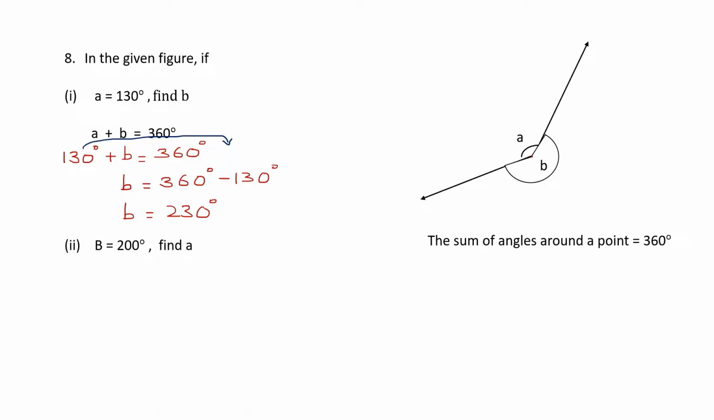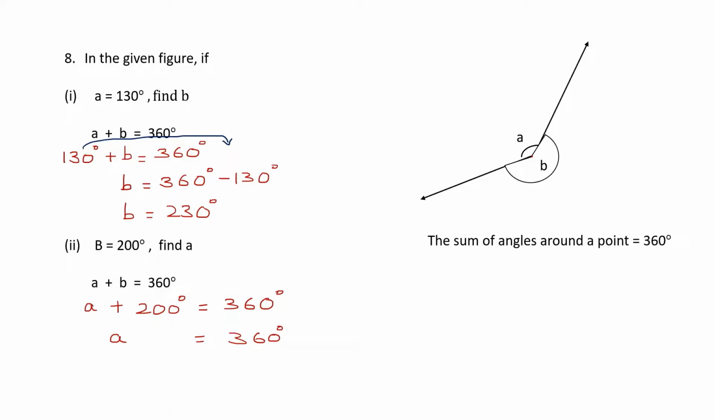Now the second question, they're saying if B is equal to 200, same figure, but this time they're asking us to think of B as 200 and we have to find A. Again, we use this property. Sum of angles around a point equals 360. That means A plus B is equal to 360. A we don't know, we're going to leave it as it is. B has been given as 200 degrees and on the other side we have 360 degrees.